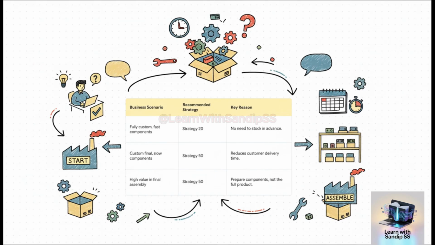This little matrix is your cheat sheet, really. It makes the decision super clear. If you're building a fully custom product and all your components are easy to get quickly, Strategy 20 is perfect. It's lean, it's efficient. But the second you introduce components that take a long time to arrive, Strategy 50 becomes the hero. Why? Because it drastically cuts down the delivery time for your customer. It's also fantastic when most of the cost and customization happens right at the very end, in that final assembly step.